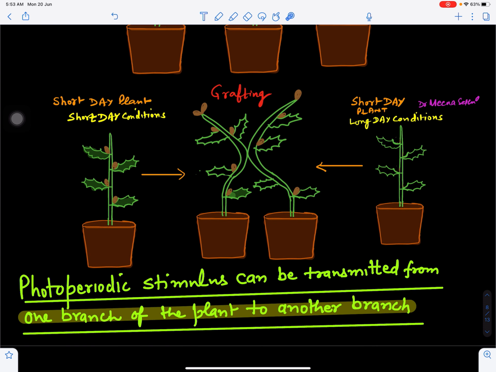Now, in the next experiment, what we have done, we have exposed this plant to the short day condition, flowering and fruiting has taken place. And this is the short day plant which we have kept in the long day condition. No flowering, no fruiting has occurred.